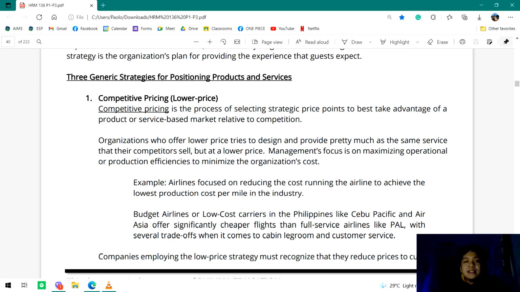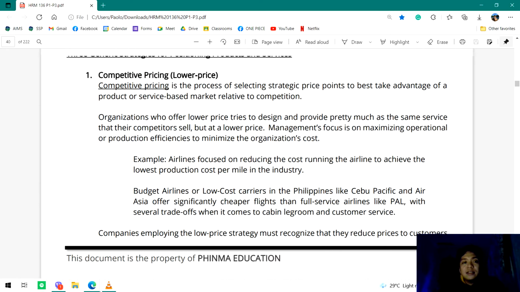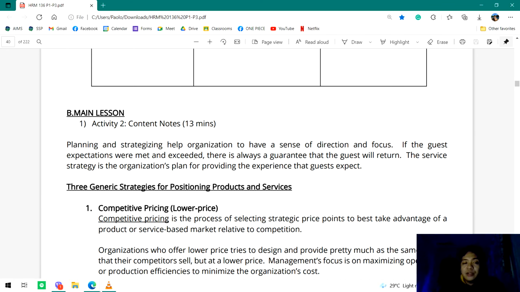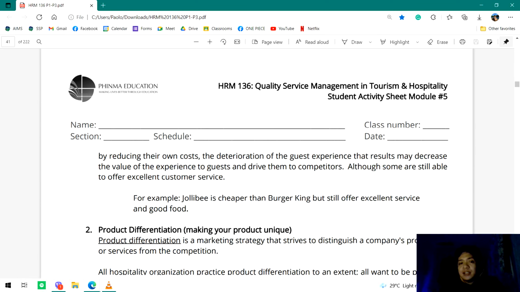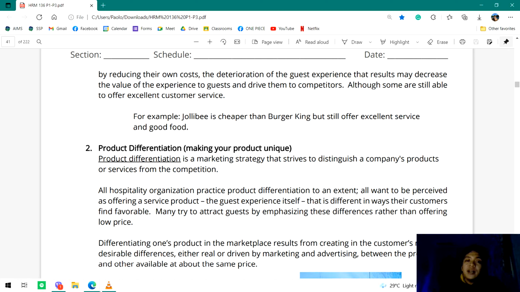Next, aside from competitive pricing, another strategy or another way wherein we can plan our product and service is product differentiation or making your product unique. This is also one of the most important factors to consider when planning your product and service. Kailangan unique ang iyong product or something that will make it into the minds of our market or make it into the minds of our guest na tatatak siya na sasabihin niya na okay, this is unique, this is interesting, we have to try this, parang ganun.